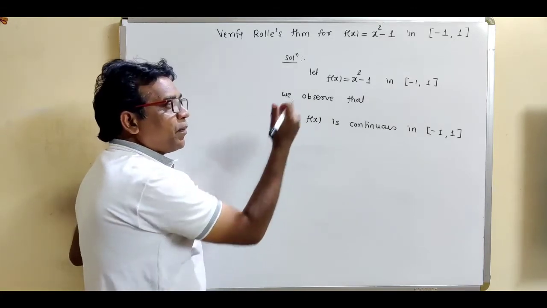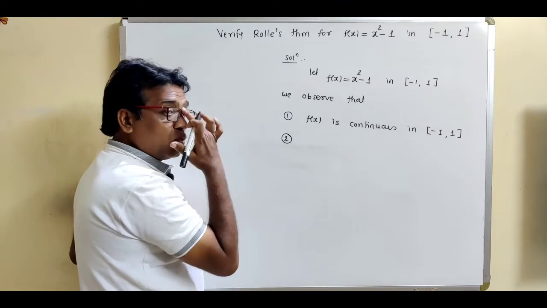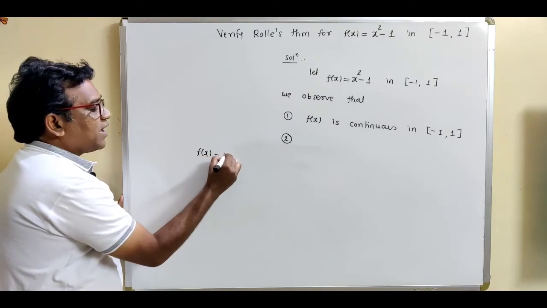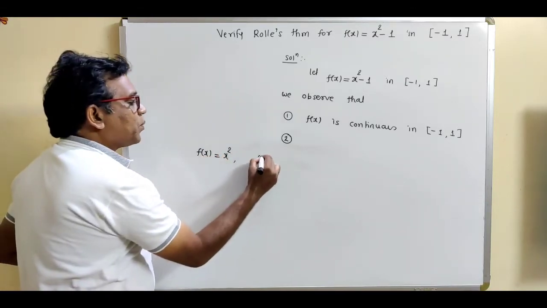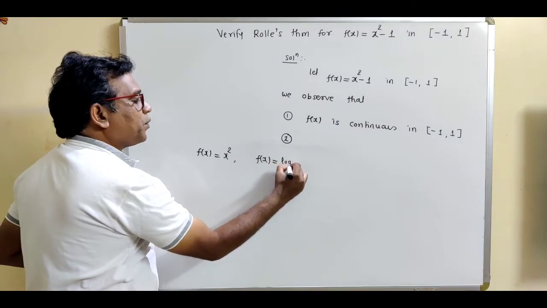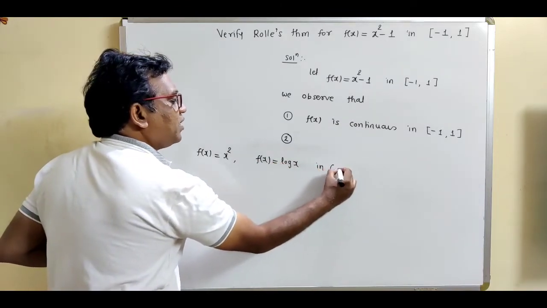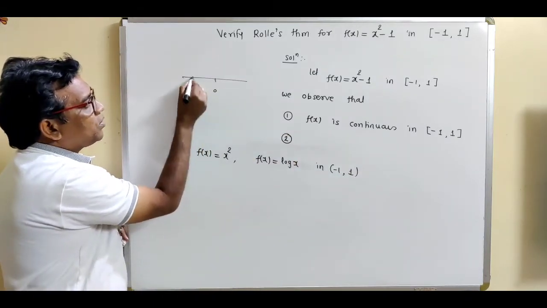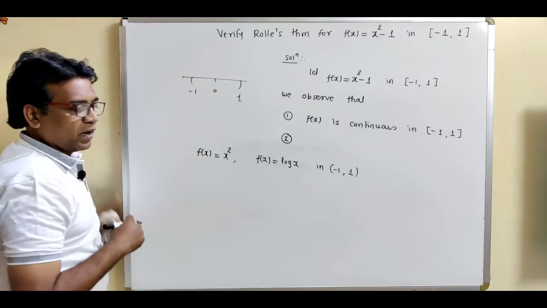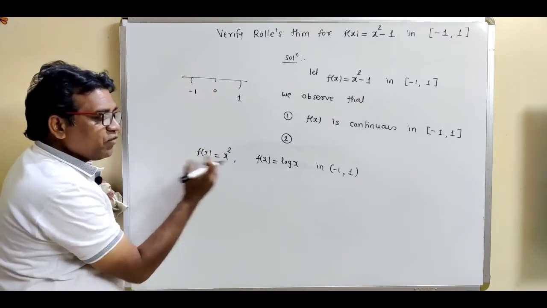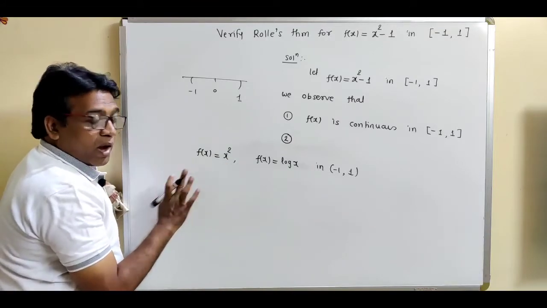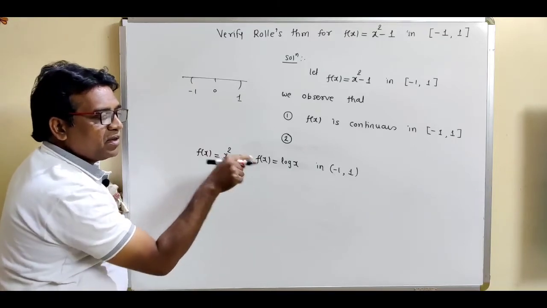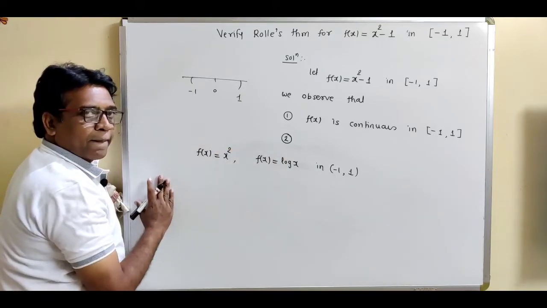Now the second condition is about differentiability. Now see how to check the differentiability. Suppose we consider the function x square, and consider another function f(x) equal to log x, and consider the interval minus 1 to plus 1. The middle point is 0, this is minus 1 and this is plus 1. We have taken these two functions, f(x) equal to x square as the first function, and another function f(x) equal to log x, and check the differentiability in the same interval minus 1 to plus 1.